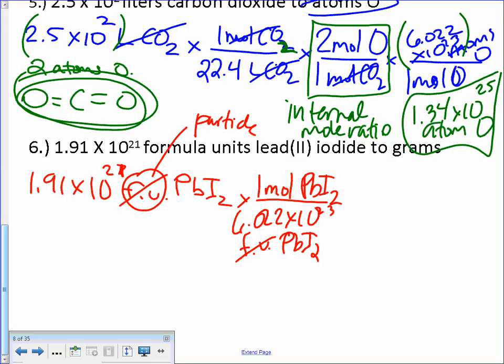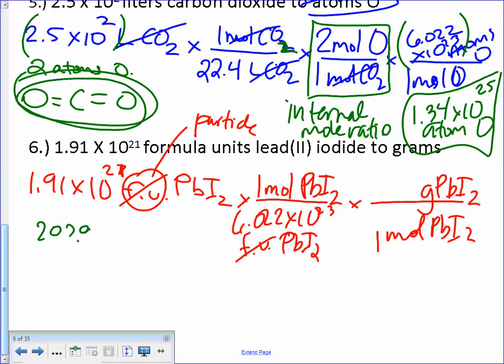Now I'm in moles of lead 2 iodide. Moles is my special unit that gets me anywhere. But where do I want to go? Grams. And how do I get to grams? Look on the periodic table. So tell me the lead 2 iodide's molar mass. You might have to add it up. Lead is 207.9 grams plus 2 times 126.9. So that was lead plus 2 iodines.